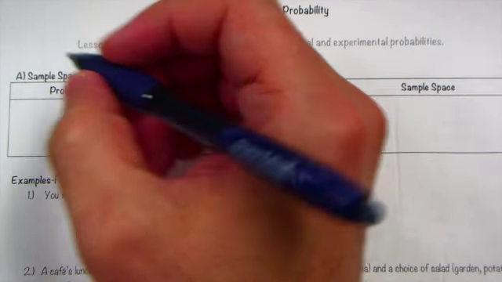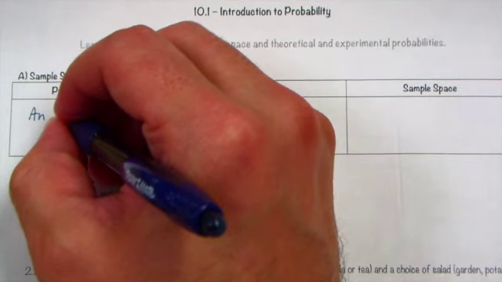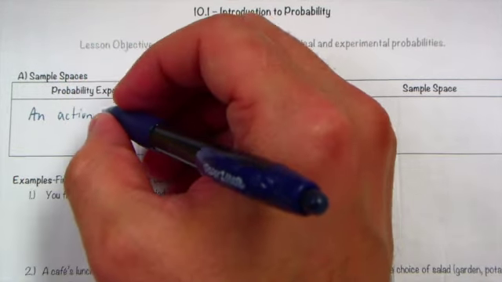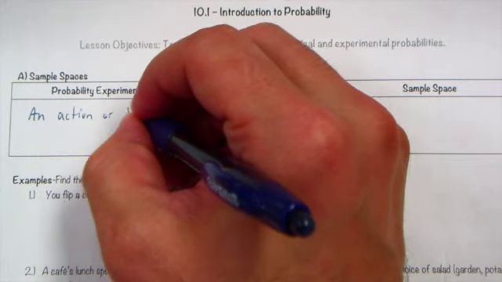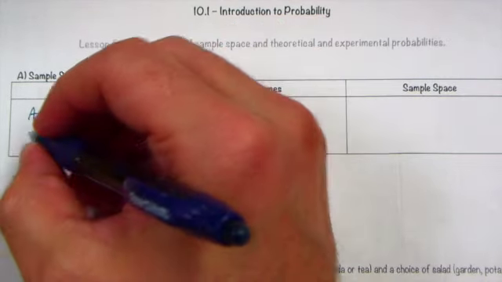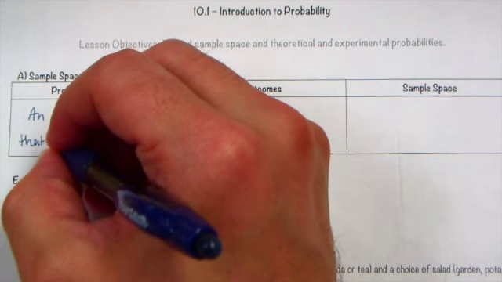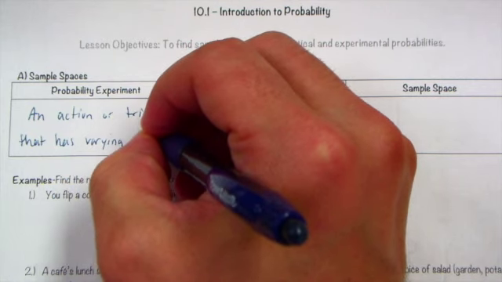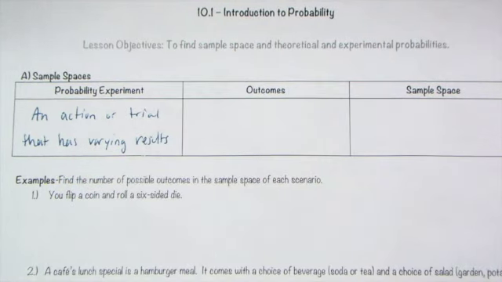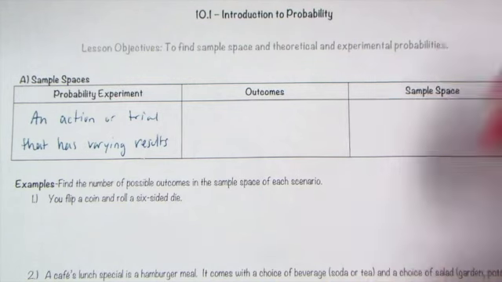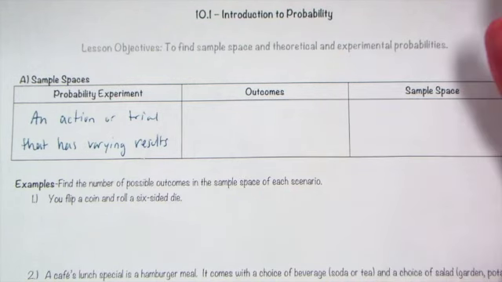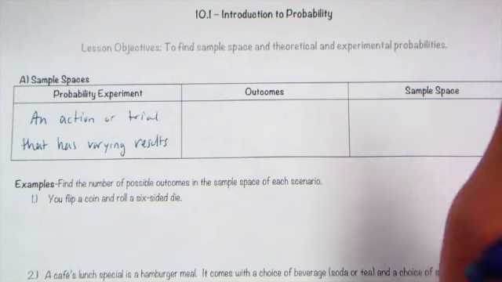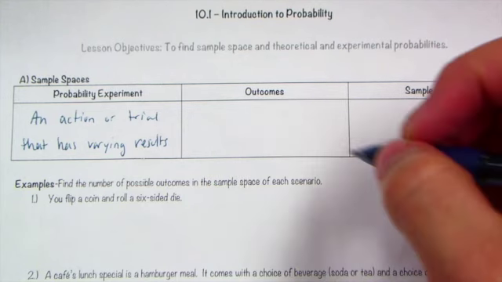So a probability experiment is an action or trial that has varying results. So a probability experiment is something that when you are doing the probability or you're doing the experiment, there are different things that could come up. Like in a deck of cards, you could get a 9, you could get a 5, you could get a king or queen. Those are varying results.